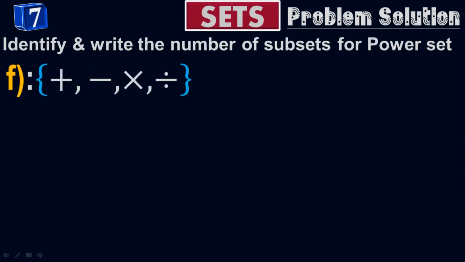Part F, which is plus, comma, negative, comma, multiplication, comma, division. Instead of any numbers like 1, 2, 3, or any alphabets like A, B, C, D, we have the operation signs like addition, subtraction, multiplication, and division. How many subsets are we going to have for F, and how do we write the subsets for the power set? What will be the power set of F? How many subsets are we going to have? We need to write all those subsets.